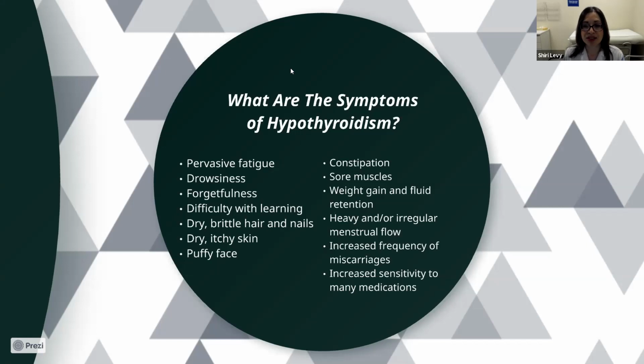For women of reproductive age, they can have heavy or irregular menstrual flow. And there's a higher risk of miscarriages in our women of reproductive age. So we definitely want to treat thyroid disorders in a pregnancy. And there may be increased sensitivity to many medications.